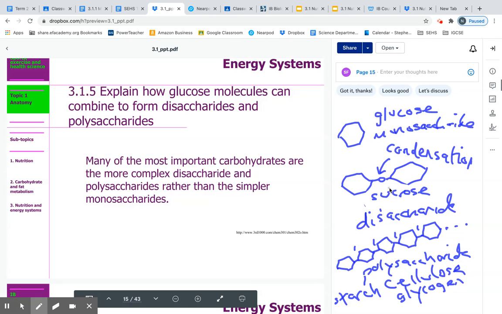So that's it for our carbohydrate slash saccharide slash sugar. All three of those terms I often use interchangeably. That's the carbohydrate review.